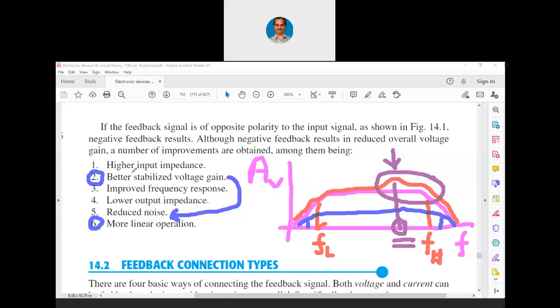So that way you remember distinctly 5 advantages: higher input impedance, lower output impedance, higher bandwidth and stabilized voltage gain, reduced noise. Finally, all these things are leading to more linearity in the frequency response or even in the gain response. So, these are all the advantages of the negative feedback.